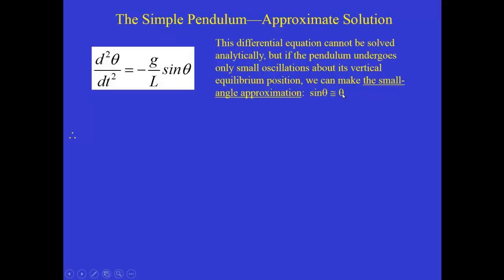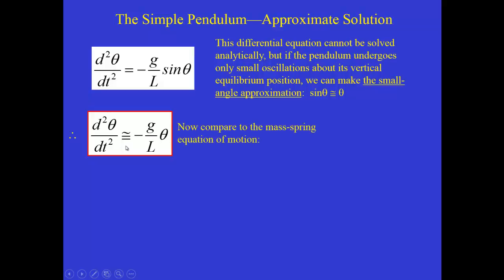I believe that the second term would be negative theta cubed over 3 factorial, and the term after that is theta to the 5th, and then theta to the 7th. So if theta is very small, then those higher powers of theta will be even smaller, because anything less than 1, when you square it, it gets smaller instead of getting bigger. So we can make this small angle approximation, substitute into this equation of motion, and get an approximate equation of motion that looks like this.